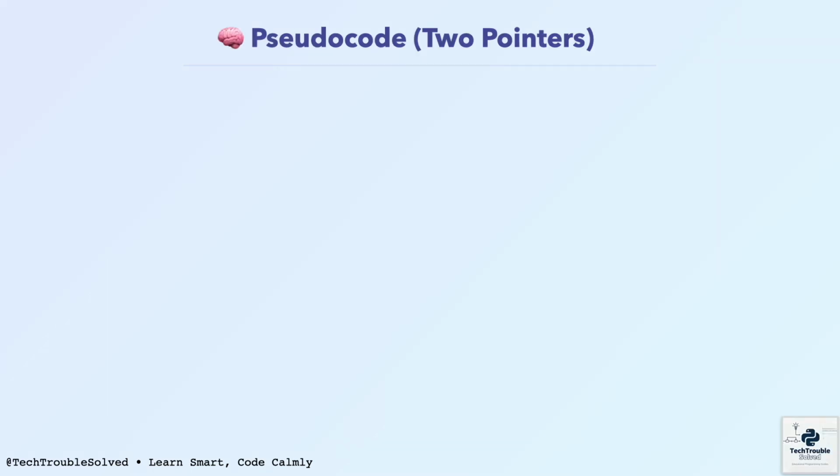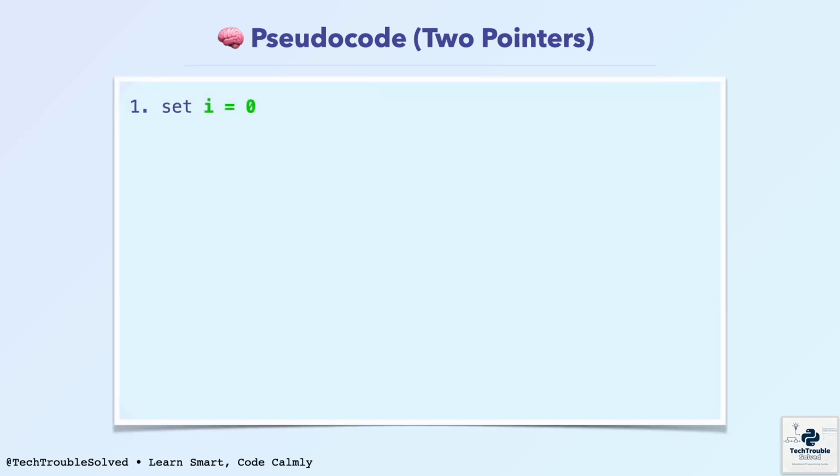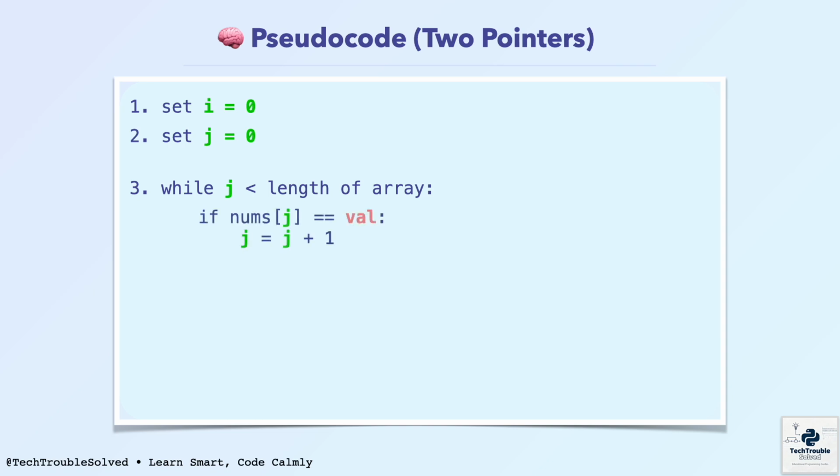Before jumping into actual code, let's write this logic as simple pseudocode. This helps us focus on what we are doing without worrying about syntax. We start by initializing 2 pointers i and j both to 0. While pointer j is inside the array, we keep looping. If the value at j equals val, we skip it by moving j forward.